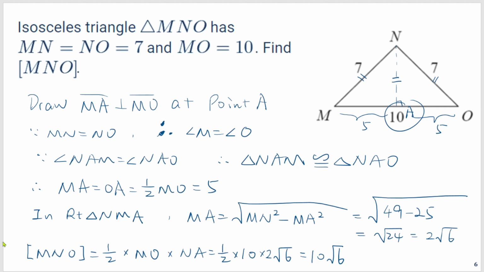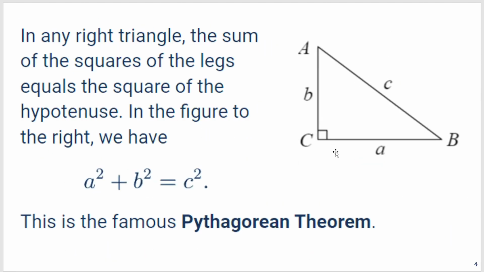Any questions? Okay, so this is just one application of the Pythagorean theorem. Okay, let's get back to Pythagorean theorem. This Pythagorean theorem states that if you have a right triangle, then we have a squared plus b squared equals c squared, right? So the question is the reverse statement is also true?